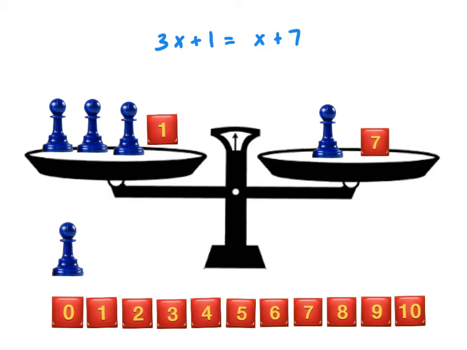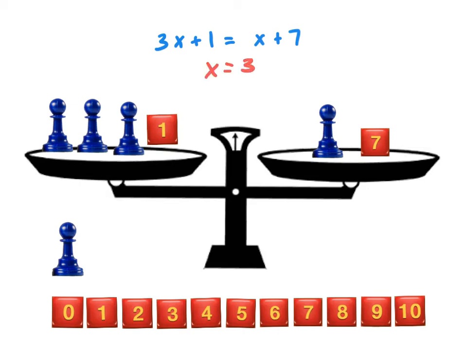You just pick a starting point. I'm going to pick 1. 1, 2, 3 plus 1 is 4. 1 plus 7 is 8. 4 does not equal 8. So my answer is definitely larger than 1. I'm going to skip a little bit ahead. Let's try 3. 3, 6, 9 plus 1 is 10. 3 plus 7 is 10. So I have solved. I think that x equals 3.